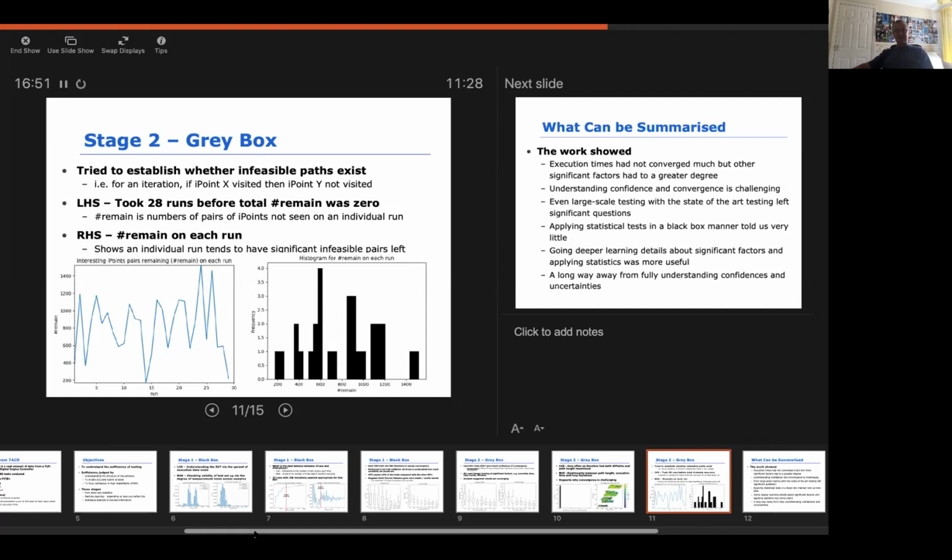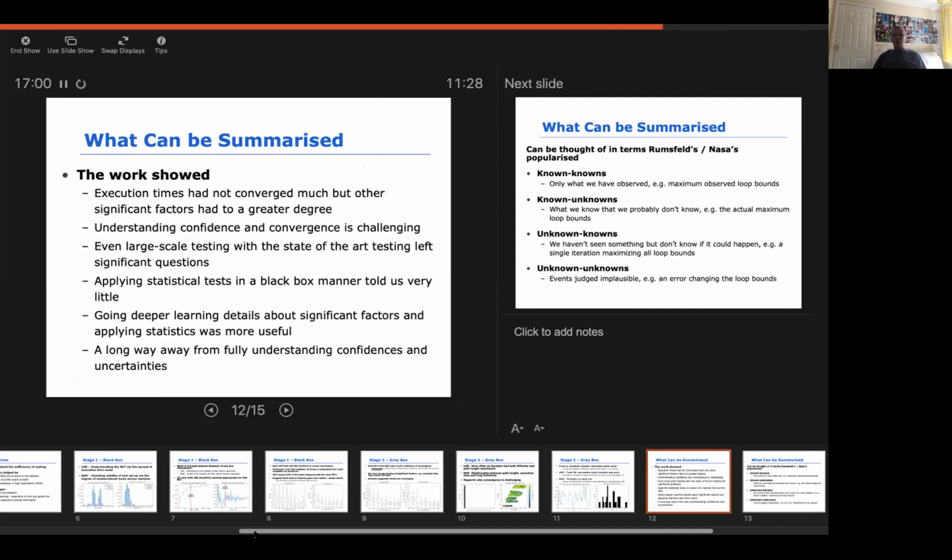Again, this is a suggestion that our software aims to achieve coverage. So if it isn't achieved in one run, it would be achieved in the next run. Overall, the work showed execution times had not converged much, but other significant factors had to a greater degree. This was a positive result for the originally designed fitness function, but the objective of this work was not to show that the fitness function outperformed others, because we'd done that previous work. What it showed is that understanding confidence and convergence is challenging.